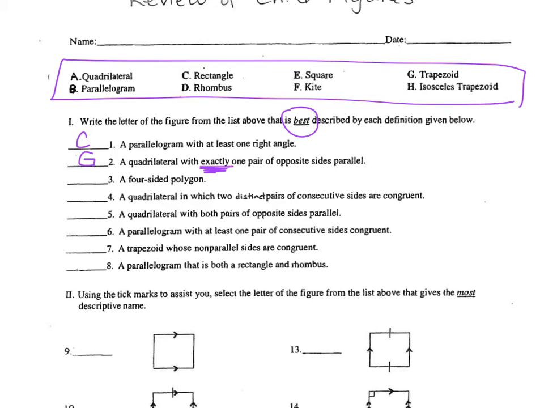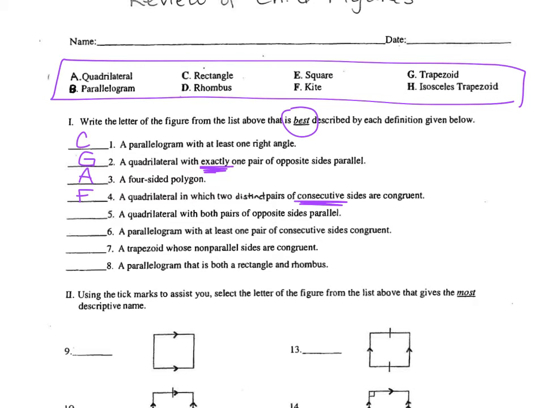Quadrilateral. It might be something more specific, but as much as they told us, we know it's a quadrilateral. A quadrilateral in which two distinct pairs of consecutive sides are congruent. That's a kite. Distinct pairs means two separate pairs. So that would be a kite, consecutive, right, next to each other.